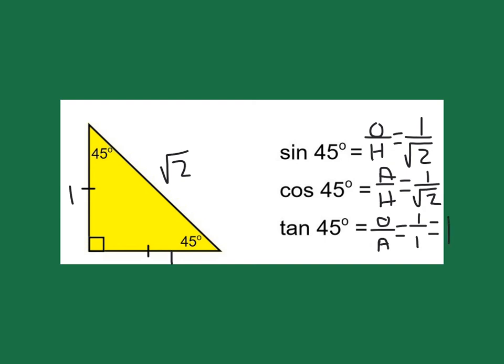A lot of times you'll see sine and cosine of 45 written as root 2 over 2. You can use your calculators to verify that that's exactly the same thing. What they've done is use a process called rationalizing the denominator, because it's not good math form to leave a radical in the denominator of a fraction.